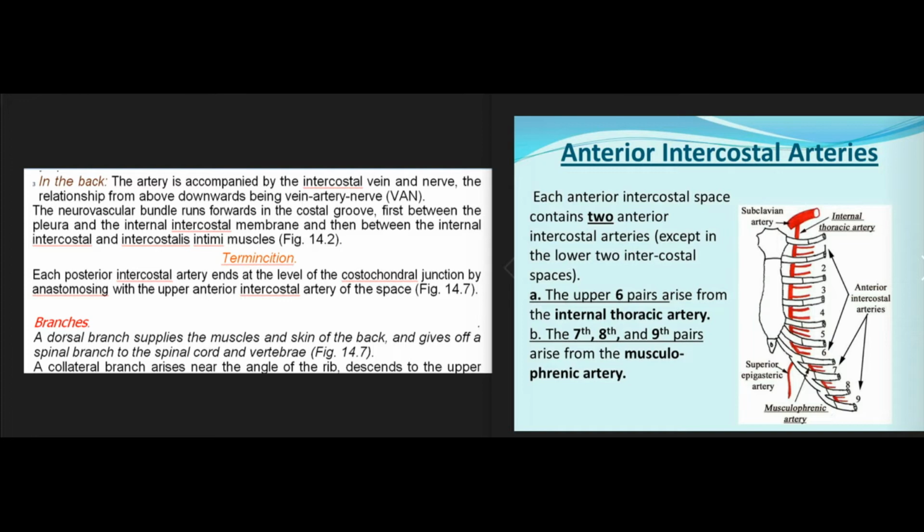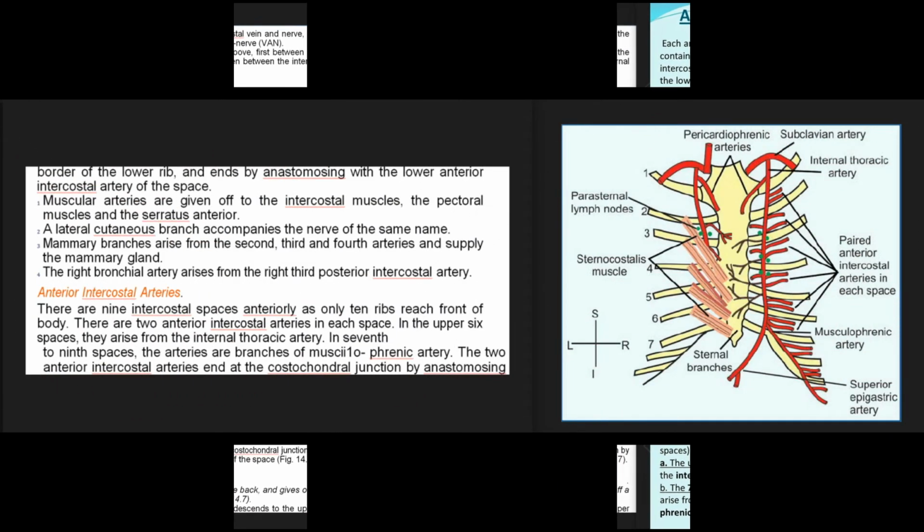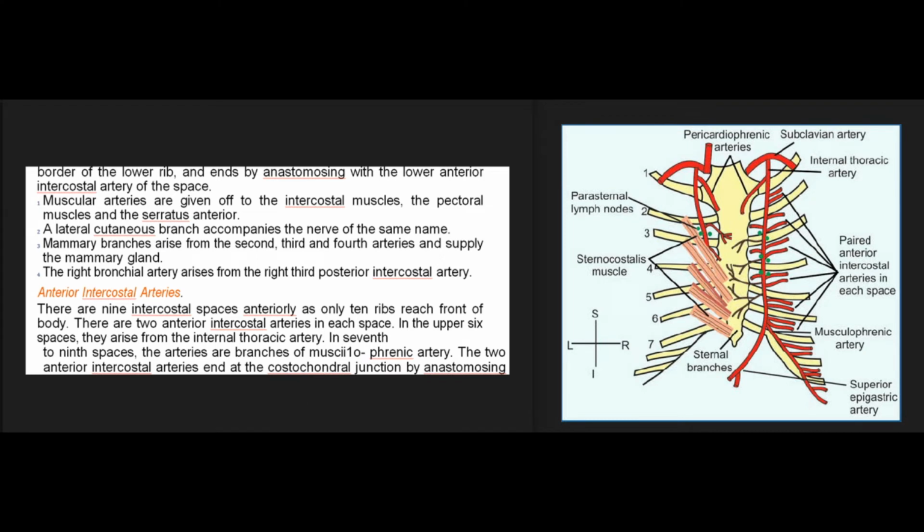Termination. Each posterior intercostal artery ends at the level of the costochondral junction by anastomosing with the upper anterior intercostal artery of the space, Fig 14.7. Branches. A dorsal branch supplies the muscles and skin of the back, and gives off a spinal branch to the spinal cord and vertebrae, Fig 14.7. A collateral branch arises near the angle of the rib, descends to the upper border of the lower rib, and ends by anastomosing with the lower anterior intercostal artery of the space.